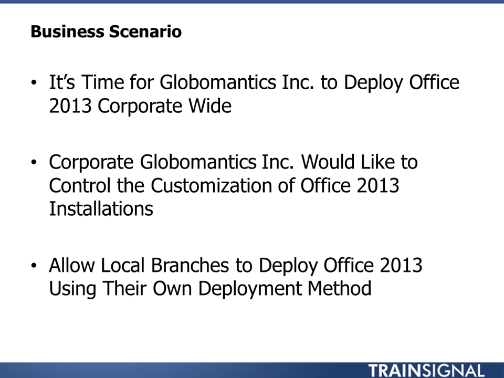Now, corporate would like to maintain control of the customizations for the Office 2013 installations. But we want to allow local branches to deploy Office 2013 using whatever deployment method they have. Remember, this is a geographically dispersed corporation. So Washington, D.C. might do it differently than London, and London might deploy Office 2013 differently than Hong Kong. But we want to make sure that the customizations for the way Office 2013 gets installed come from corporate.